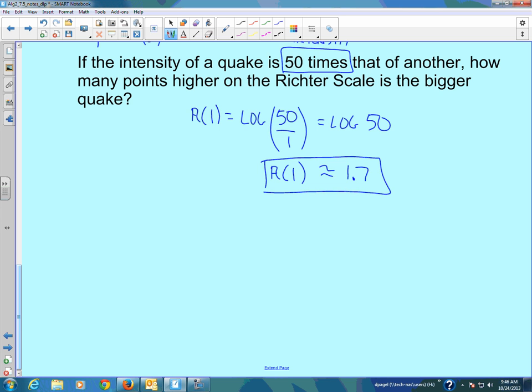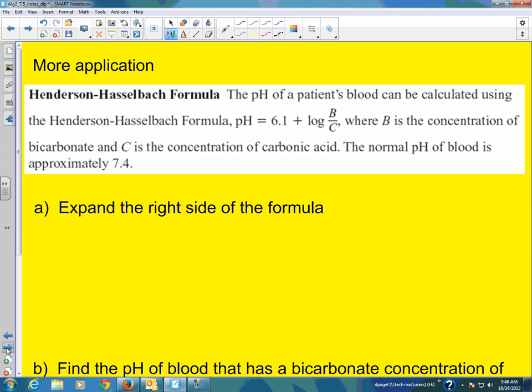We also have application in pH. The pH, measuring the hydrogen concentration of a patient's blood, can be calculated using the Henderson-Hasselbalch formula. pH is equal to 6.1, which is constant, plus the log of the quotient B over C. B is the concentration of bicarbonate, C is the concentration of carbonic acid. And the normal pH of blood is approximately 7.4. So as our pH values get smaller, we have more acidic blood. If our pH values get larger, it's more alkaline. I believe that's right.